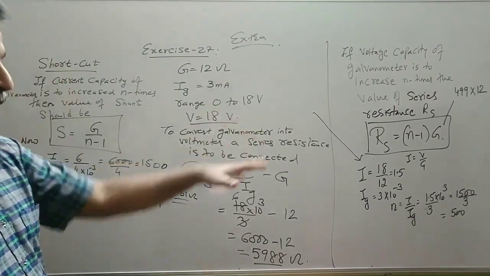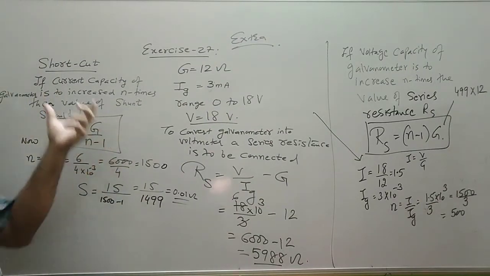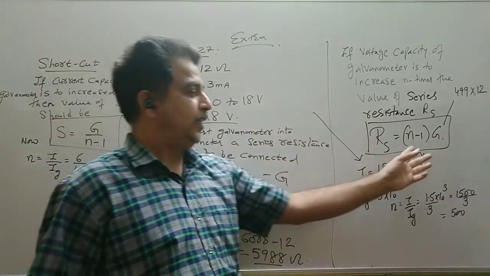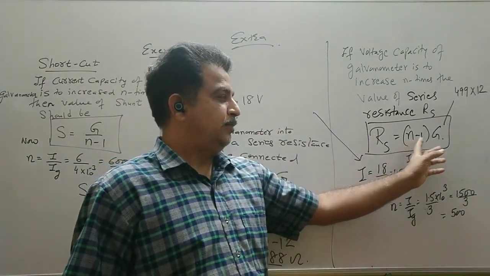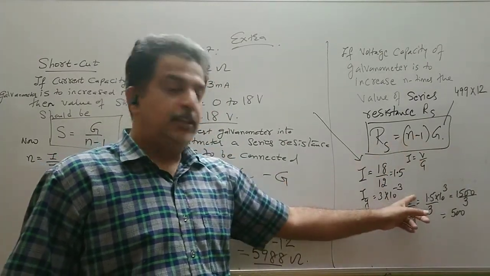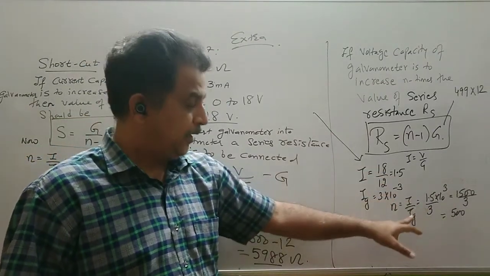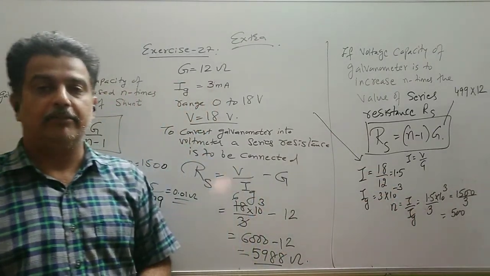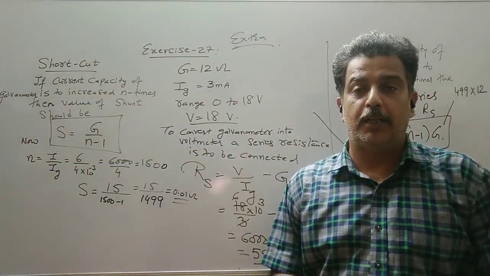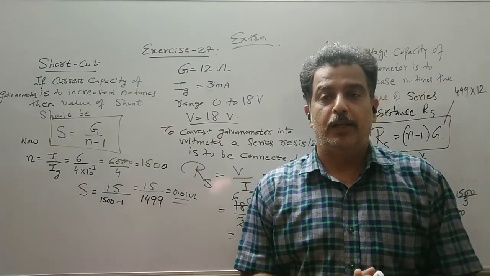So these are the formulas for increasing the range n times. Remember, for an ammeter it is G upon n minus 1, and for a voltmeter the series resistance becomes n minus 1 times G. n is the ratio of the current that has to be measured to Ig, the current sensitivity. So this is all about the ammeter and the voltmeter. Also we have completed our chapter number 4. Have a nice day.